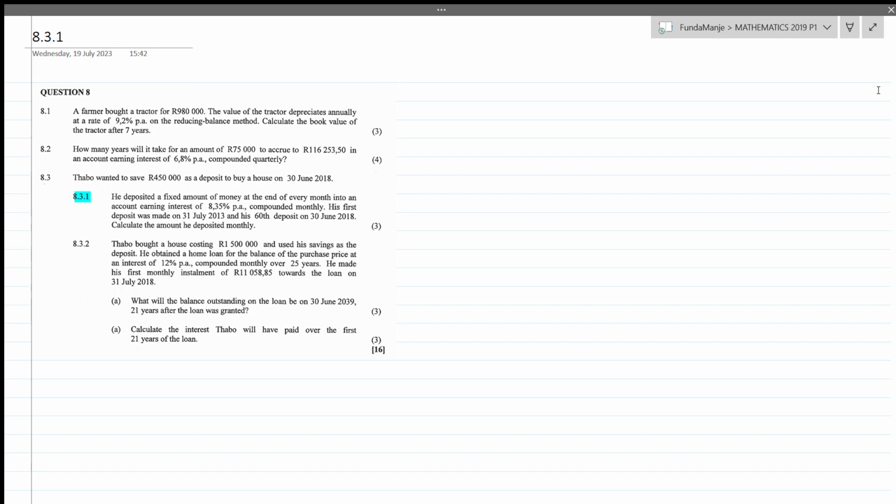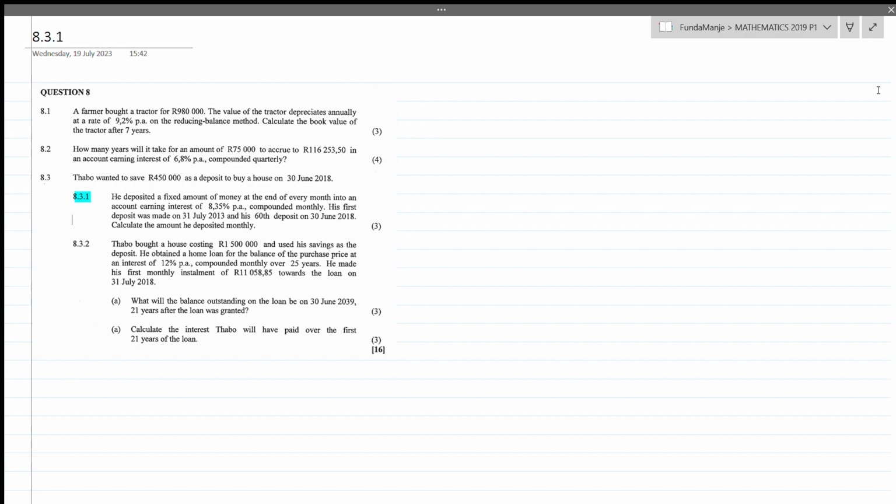8.3. Tabo wanted to save 450,000 as a deposit to buy a house on the 30th of June 2018. He deposited a fixed amount of money at the end of every month into an account earning interest of 8.35% per annum, compounded monthly. His first deposit was made on the 31st of July 2013 and his 60th deposit on the 30th of June 2018. Then calculate the amount he deposited monthly.